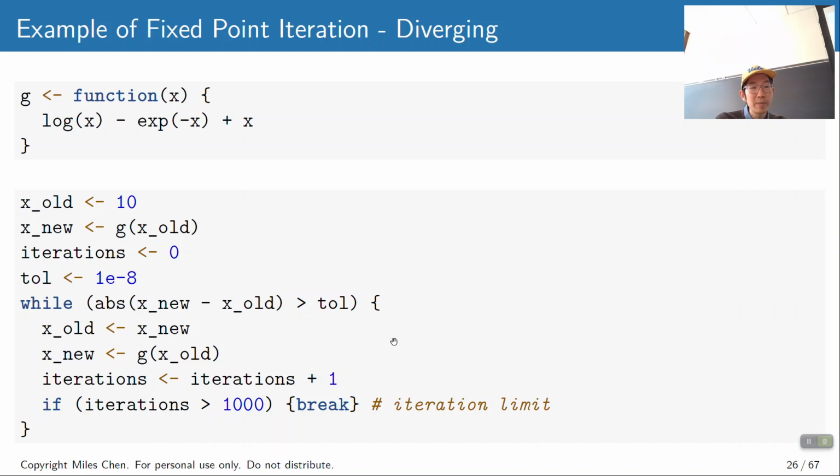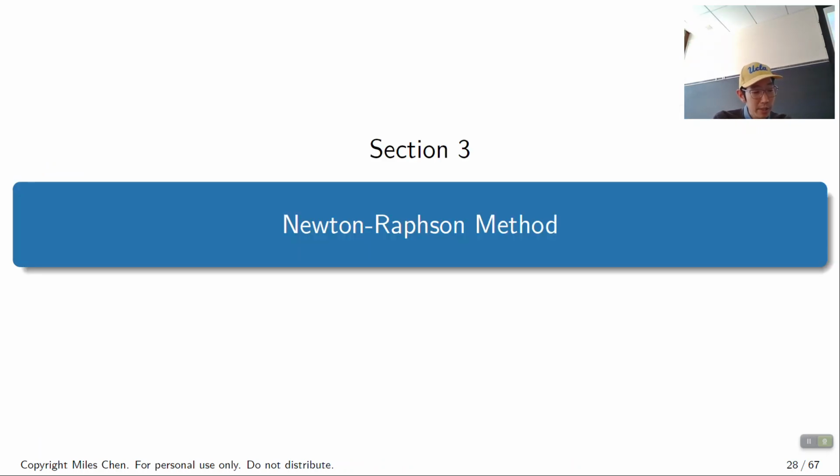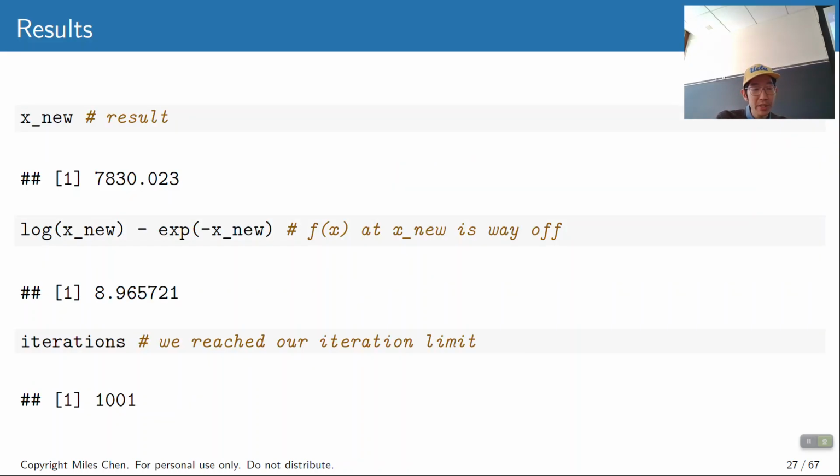Okay. If I do that, we don't find the root, right? The solution was like 1.3098, and here we end up at x being 7,830, nowhere close to the answer. We plug that in, we're nowhere close to 0, and we've done 1,001 iterations, and that's why it stopped. So that's what we have there.